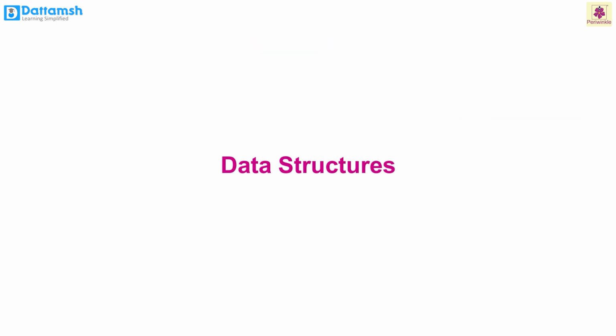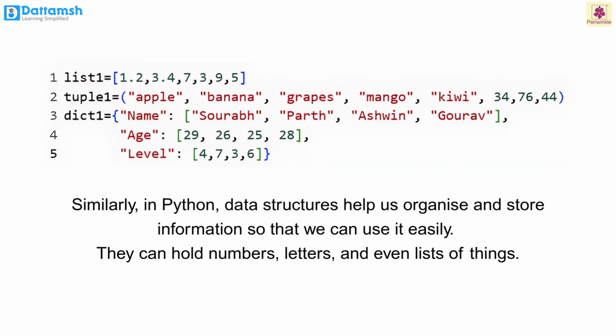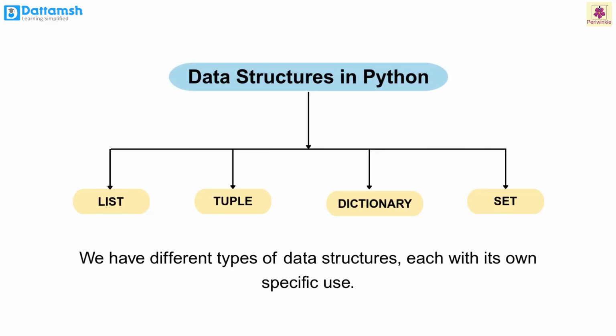Data structures. We use containers or boxes to hold different things. For example, a pencil box can hold pencils, erasers, and sharpeners. Similarly, in Python, data structures help us organize and store information so that we can use it easily. They can hold numbers, letters, and even lists of things. We have different types of data structures, each with its own specific use.